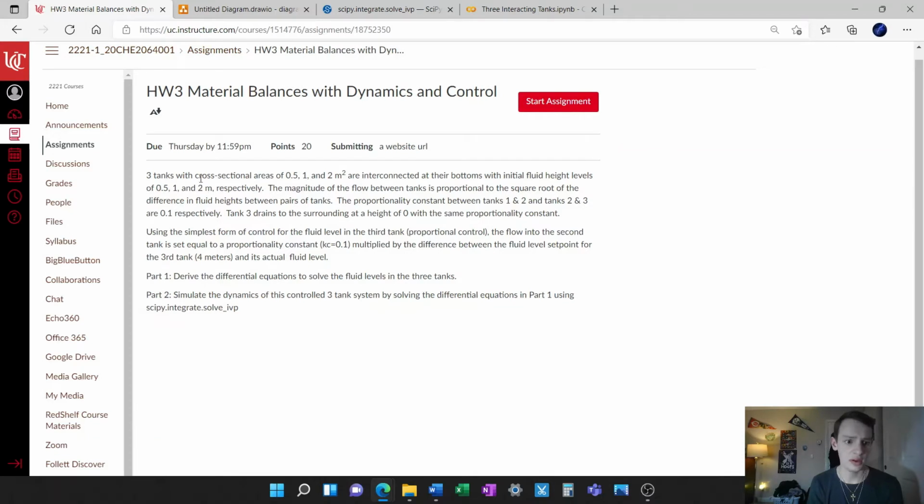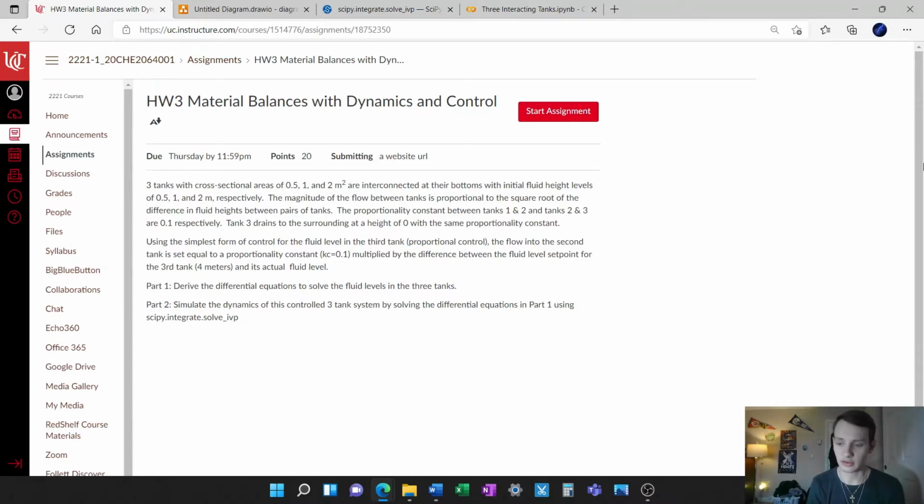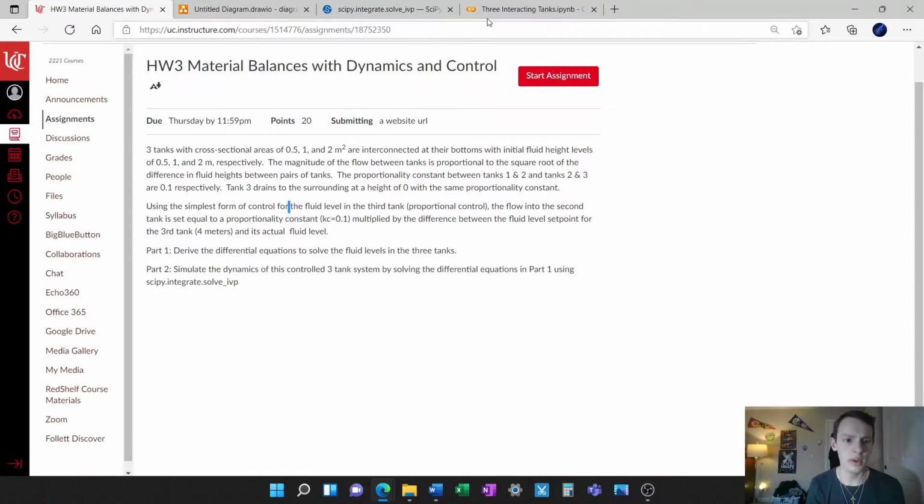We have three cross-sectional areas that are given. Those aren't going to change. And all of this will become much more necessary when we use Colaboratory to actually solve this problem. And then the initial fluid heights for the tanks are also given. But what we are going to want to do first here is model the flow between the tanks.